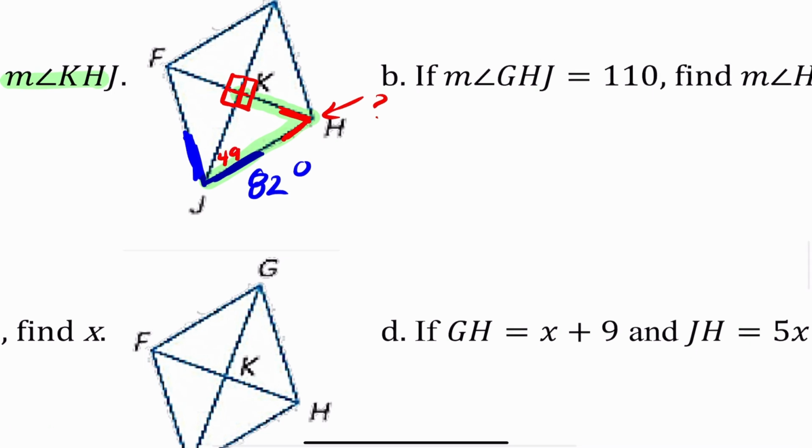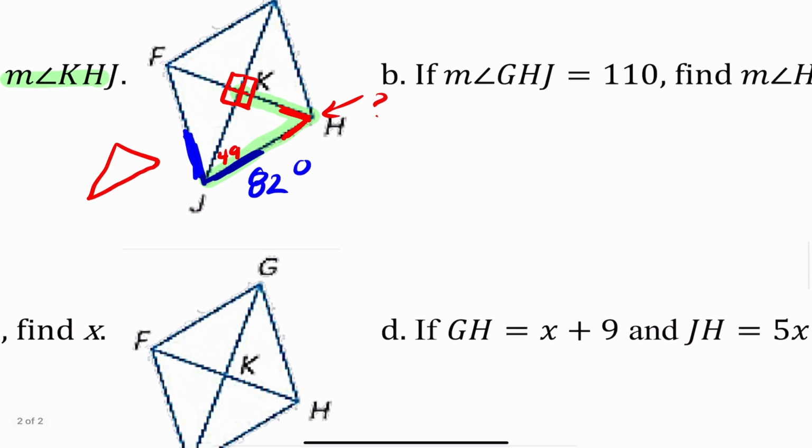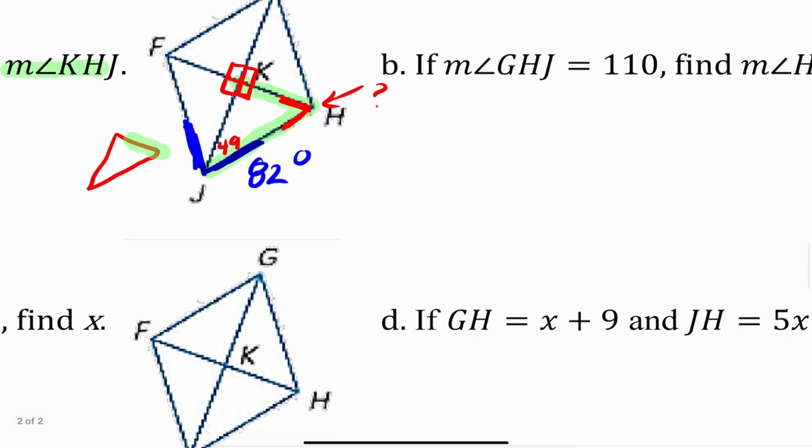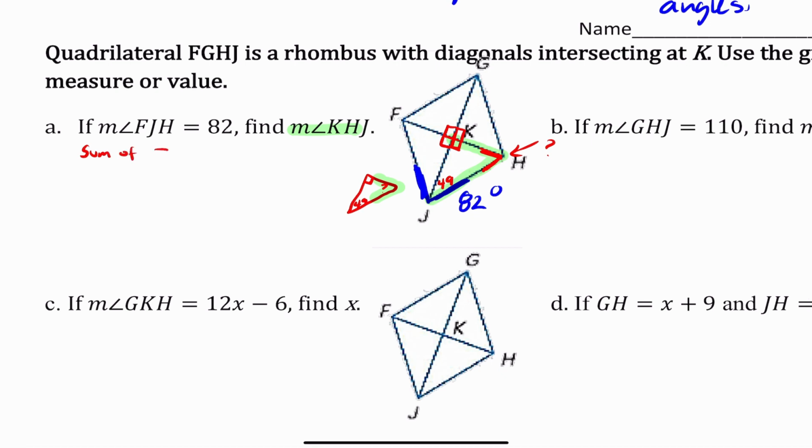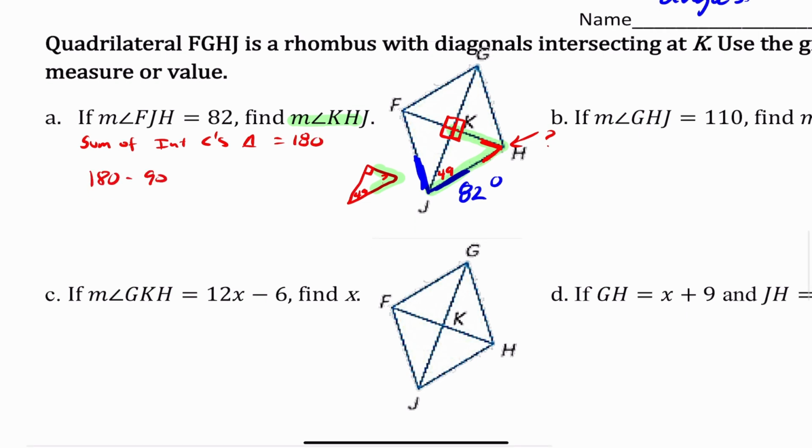Okay, so if I were to redraw this triangle, what do we have? Because I want to go ahead and look for that angle, KHJ, which is this part right there. We got that 90 degrees, we got that 90 degrees, and then we got that 41. So what is that angle right there? Well, we know that the sum of the interior angles of a triangle is 180. So I can just do 180 minus 90 minus 41.